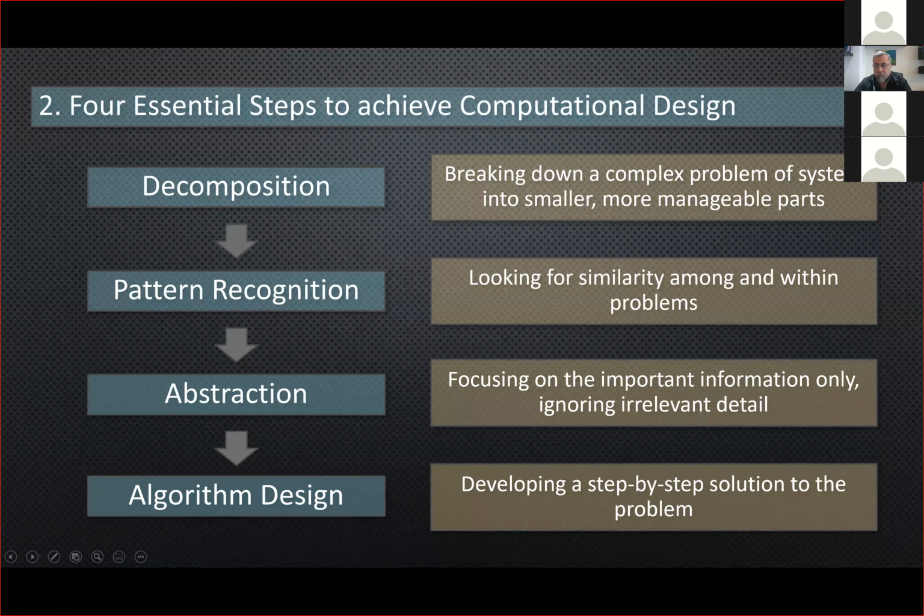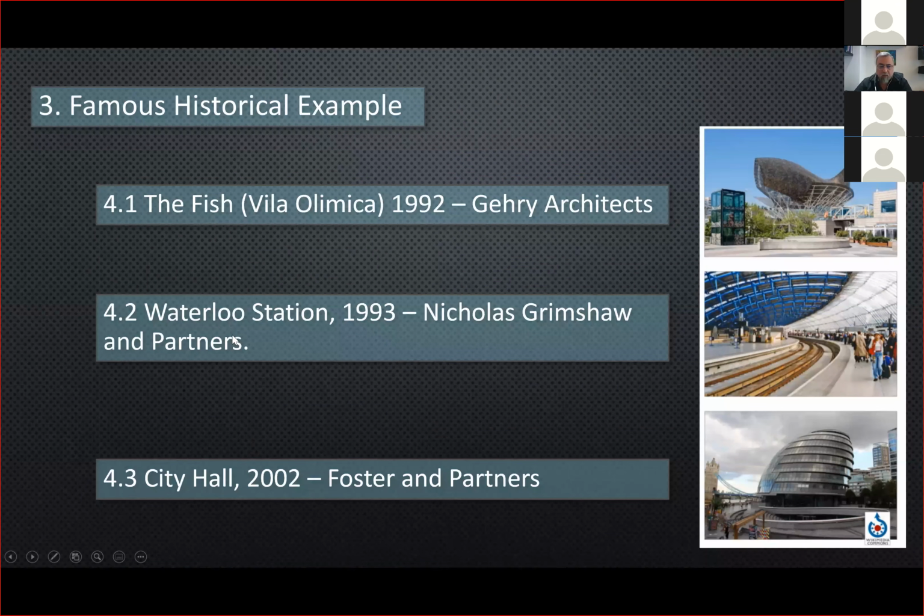Of course, three of the famous projects are the Fish for Gehry Architects, Waterloo Station, and City Hall for Foster and Partners. And here they have been replaced by the historical famous examples, because those three innovative and pioneer architects were the ones who pushed to use those techniques, and they became the advocates to the rest of the architects and designers, to start using these in their own fields.